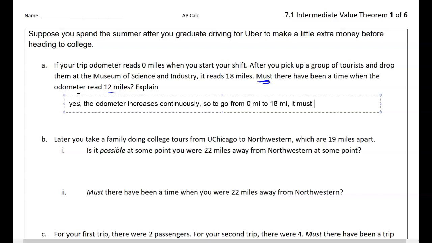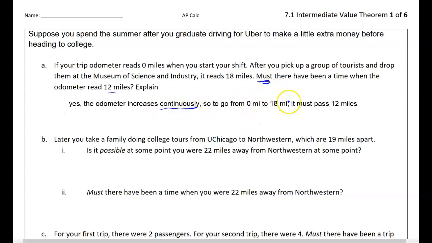I'm going to write this in a particular way though. So notice I use this word continuously in my explanation, right? And this is important because that's the assumption here. So if my odometer was not a continuous function, this wouldn't be good evidence to say it passed 12, because if it's something that kind of jumps around, we don't know where it's going to go. But if it's something that increases smoothly, we know to go from 0 to 18, it must pass 12.